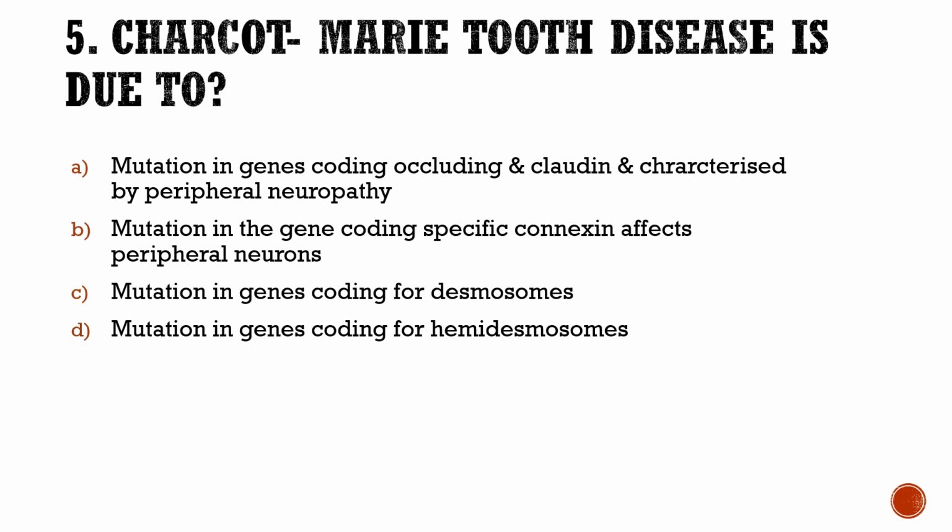And Charcot-Marie tooth disease is due to mutation in genes coding occludin, claudin and characterized by peripheral neuropathy. Mutation in the gene coding specific connexin affects peripheral neurons. Mutation in genes coding for desmosomes, mutation in genes coding for hemidesmosomes. So which is the answer? I told you Charcot-Marie tooth disease is due to mutation in the genes which is coding for proteins which are forming the gap junctions, that is connexons, and they mainly affect the peripheral neurons. That is why the feature of this disease is mainly peripheral neuropathy.